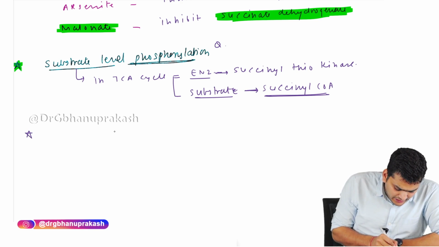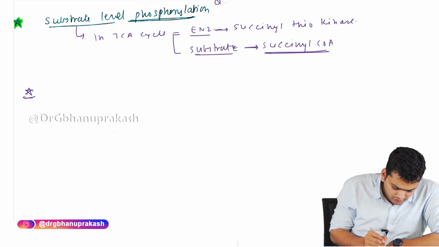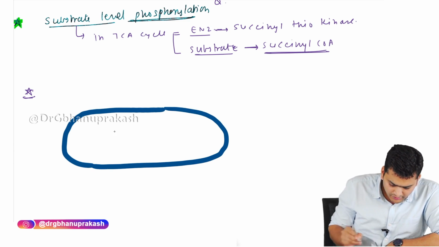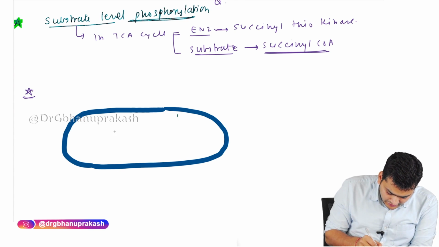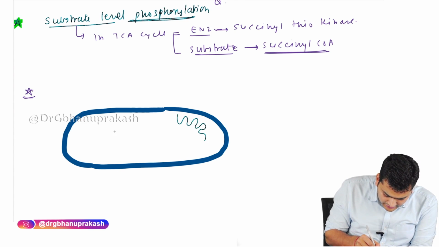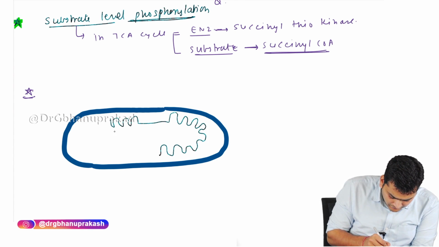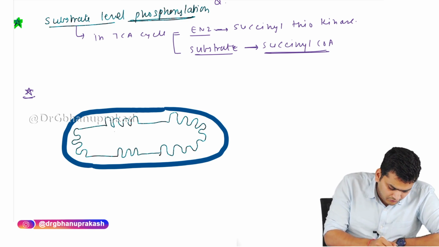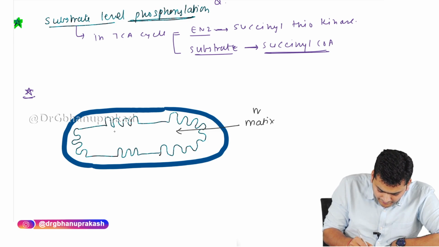Then the next point that we need to remember is that mitochondria is a double membrane structure. Let's say this is the mitochondria, and we know that the Krebs cycle is occurring inside the mitochondria. Let's say these are the outer and the inner membrane of the mitochondria. This particular part is referred to as the mitochondrial matrix.